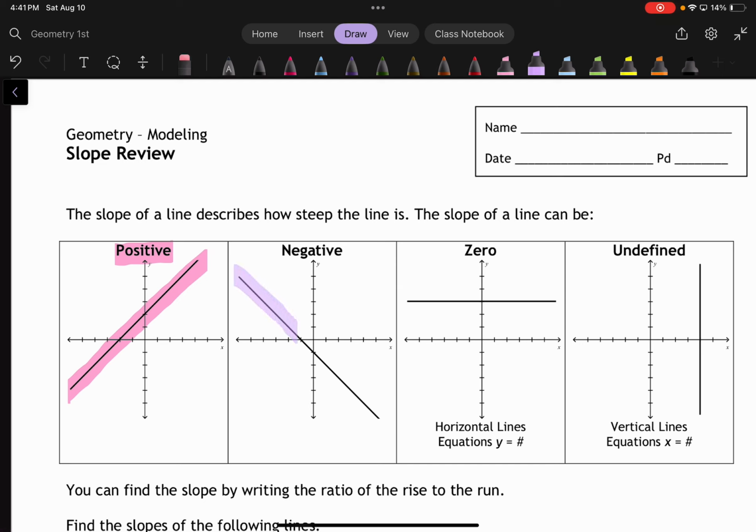And then on this side, it is going down. So this is a negative slope. Okay, you read your graph from left to right. Then we have what we call a zero slope. So it's a horizontal line.